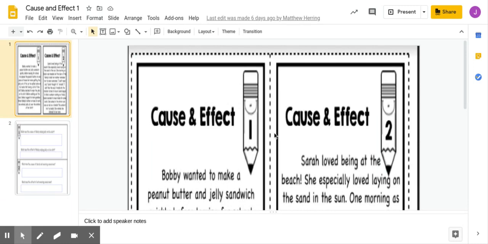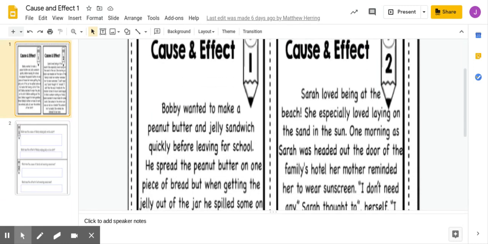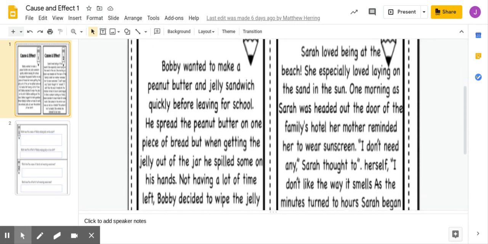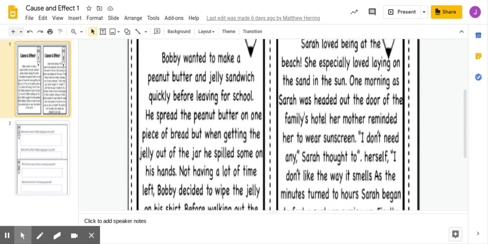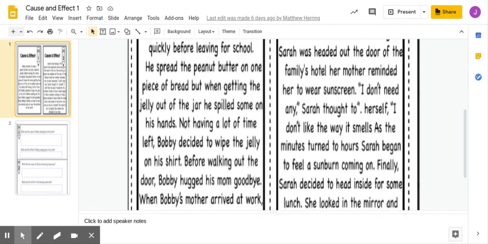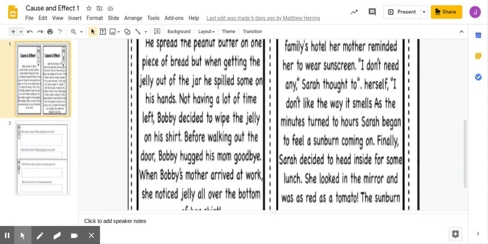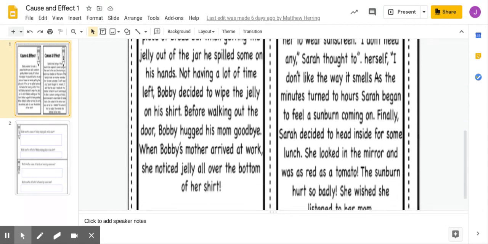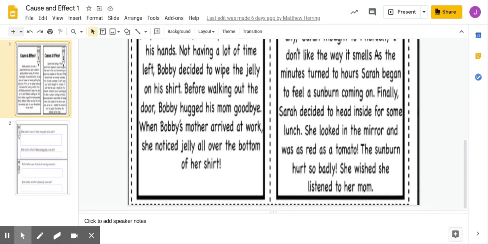All right, let's look at number 2. Sarah loved being at the beach. She especially loved laying on the sand in the sun. One morning, as Sarah was headed out the door of the family's hotel, her mother reminded her to wear sunscreen. I don't need any, Sarah thought to herself. I don't like the way it smells. As the minutes turned to hours, Sarah began to feel a sunburn coming on. Finally, Sarah decided to head inside for some lunch. She looked in the mirror and was as red as a tomato. The sunburn hurt so badly. She wished she listened to her mom.